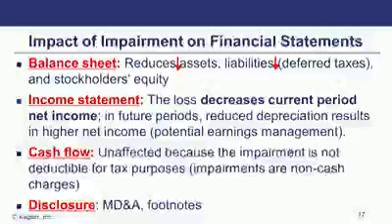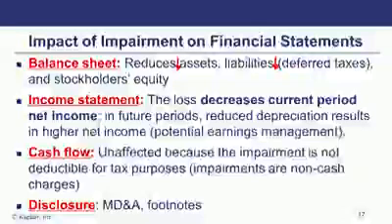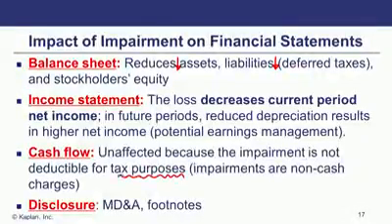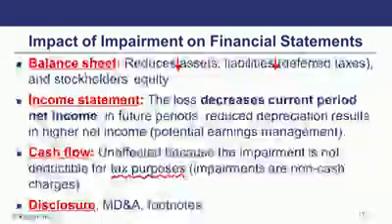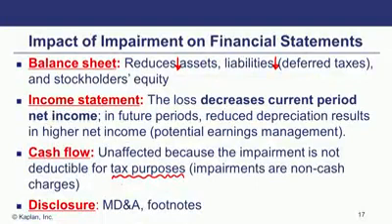Cash flow, unaffected. It's a non-cash item. And indeed, it has no tax implications as well. Look, impairments are so subjective. If you could save yourself tax by impairing assets, every company would impair assets when they needed to save a bit of cash. So, of course, impairments are not tax deductible.